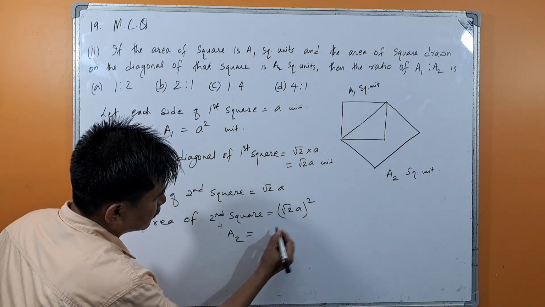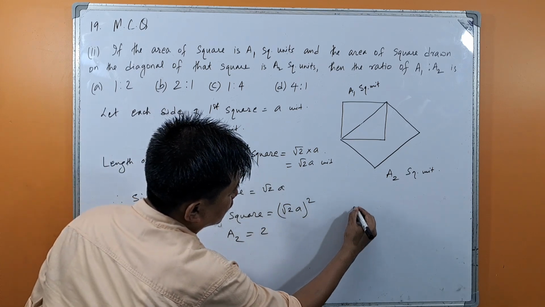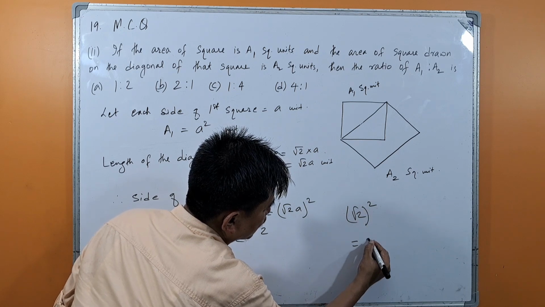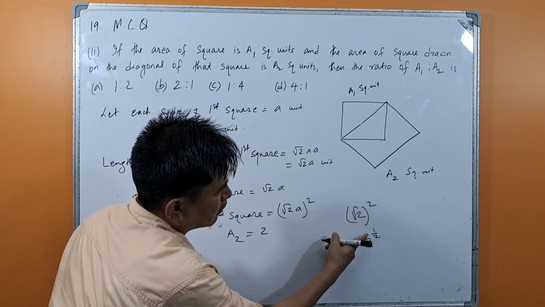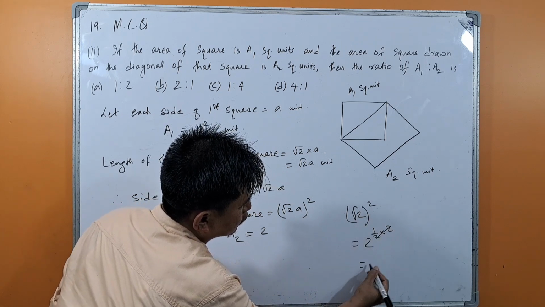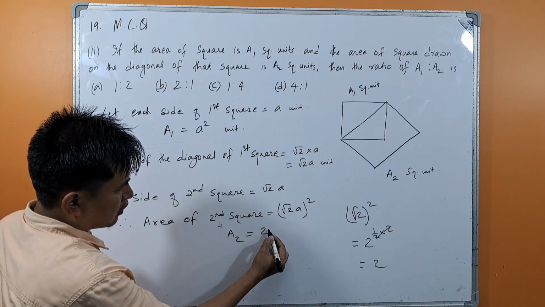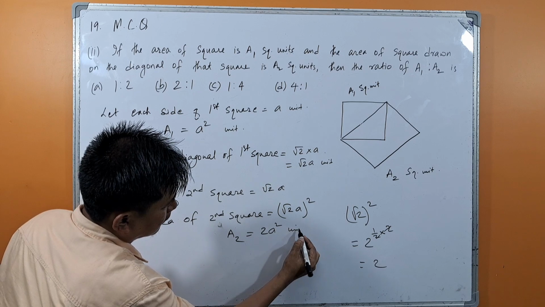a2 equal to, so square of root 2 is 2. Root 2 square means root 2 square. Okay, means 2 to the power 1 upon 2. If we change this root to the power, this becomes 1 upon 2 into this is 2. 2 and 2 cancel, so 2 to the power 1 is 2. So root 2 square is 2. A square is a square unit. Okay, square unit.